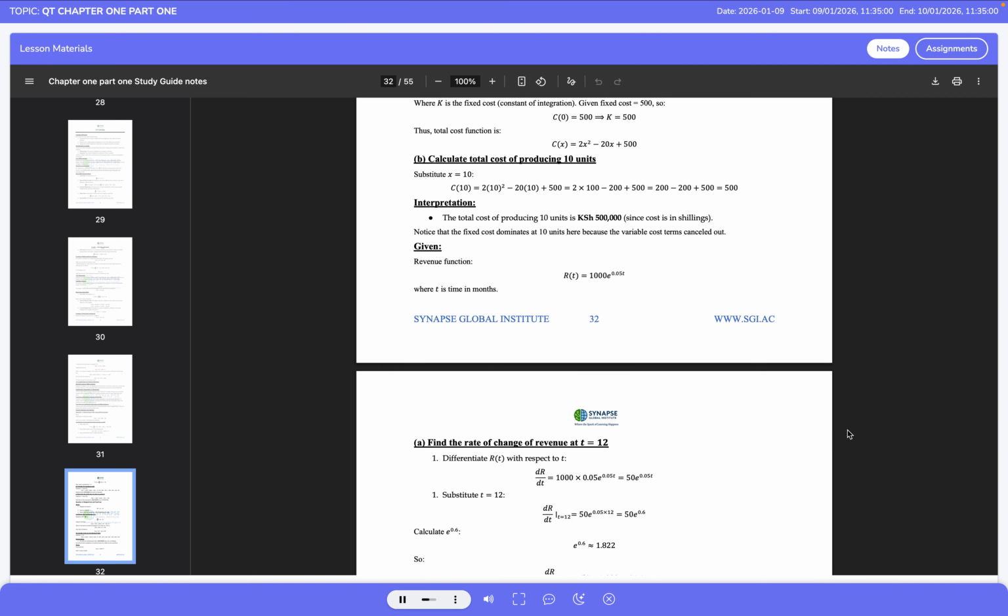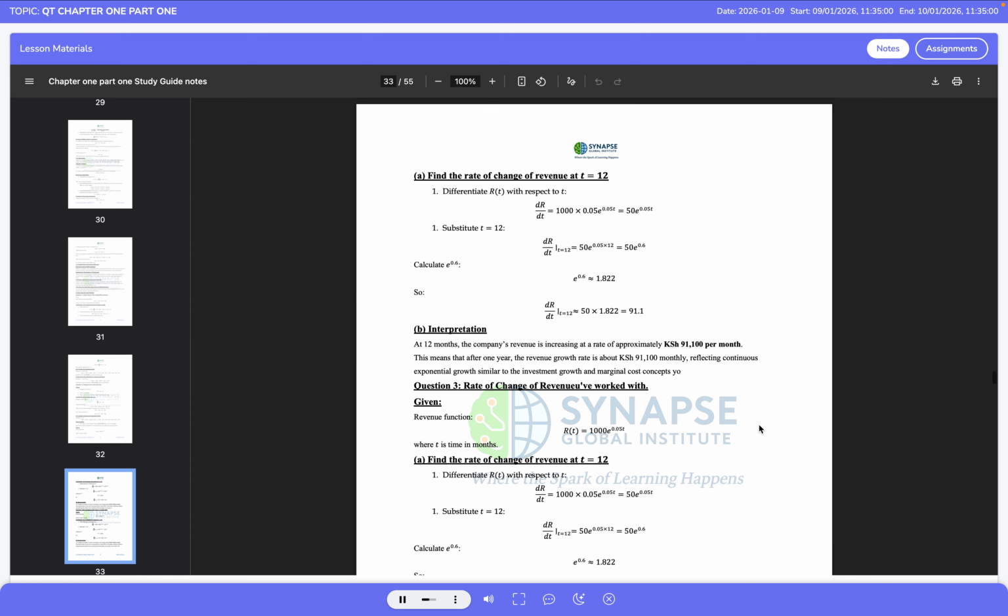This result shows that at this level of output, the fixed cost dominates because the variable cost terms cancel out. We then consider a revenue function given by 1000 multiplied by e raised to the power 0.05t, where t represents time in months. To find the rate of change of revenue, we differentiate with respect to time, giving 50 multiplied by e raised to the power 0.05t.